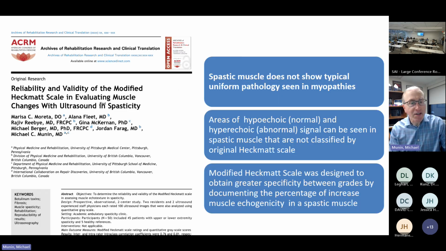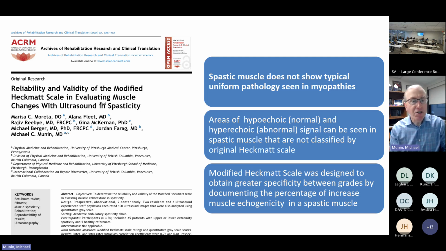So because of this, we developed a study that's gotten some legs. We've worked with our colleagues, Rajiv Reebye, University of British Columbia, Department of PM&R, and we've published this article in Archives of Rehabilitation Research and Clinical Translation, I think 2020.